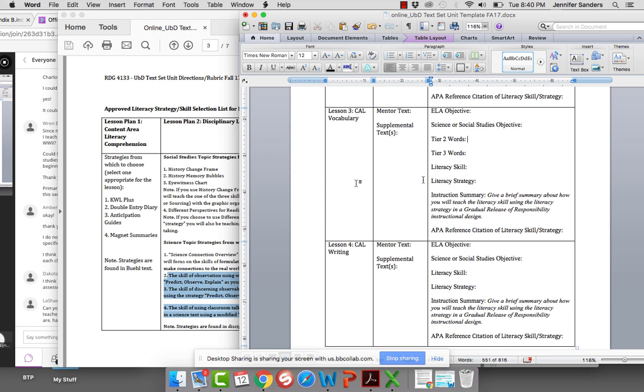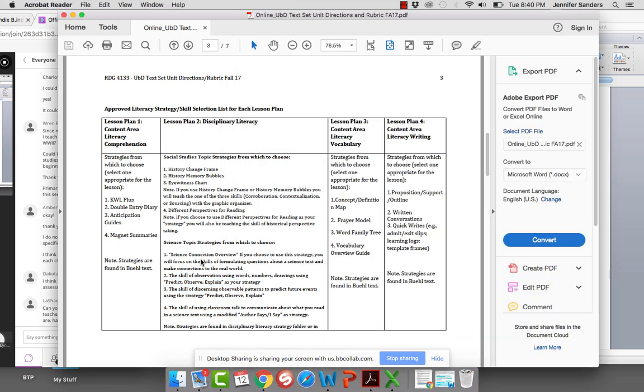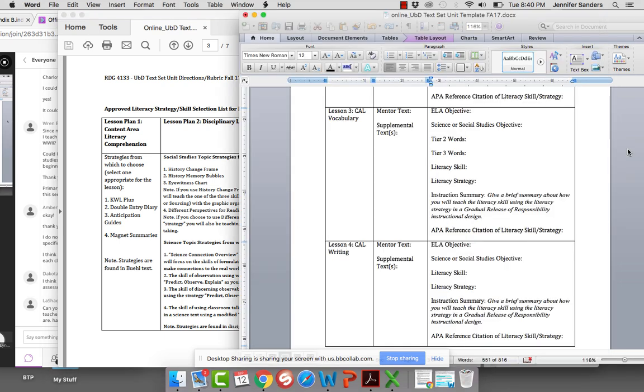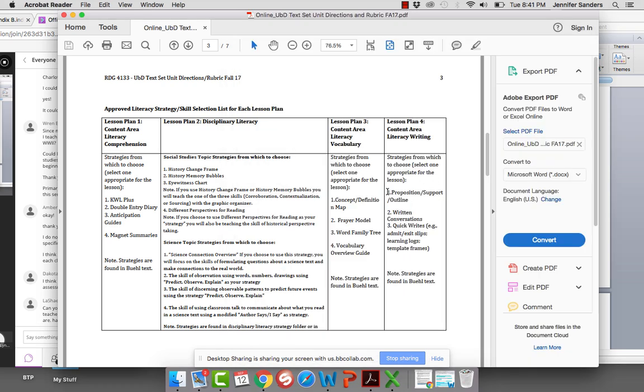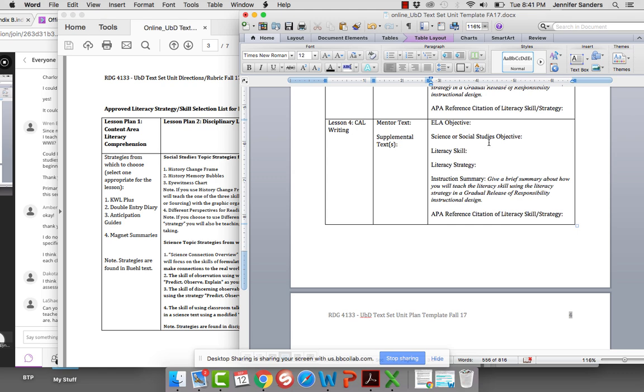And then when we talk about your vocabulary strategy and skill, you're going to choose one of these 4 strategies from the Buell text. Read the Buell text, so you're going to read the Vocabulary Overview Guide to see if that strategy will help you teach that objective, and so you can list the literacy skill here. And then lesson 4 is the same way. You're going to use one of these 3 strategies, read the strategy, and list the skill.